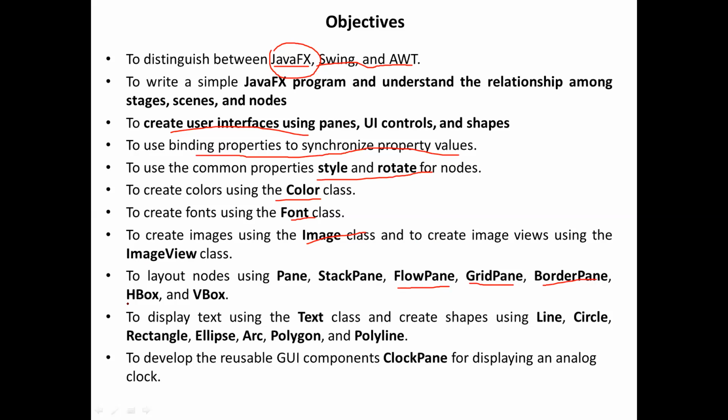Then, similar to AWT, we have HBox and VBox. We also have various text class methods, and classes to draw simple shapes like polygon, line, circle, ellipse, rectangle, etc. All those classes you will come across.